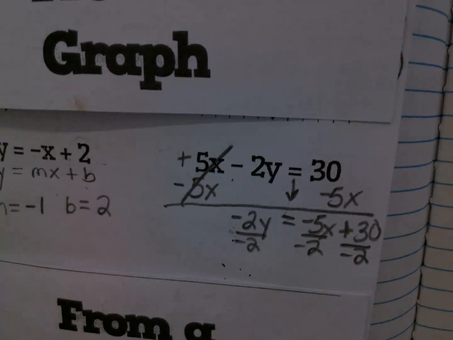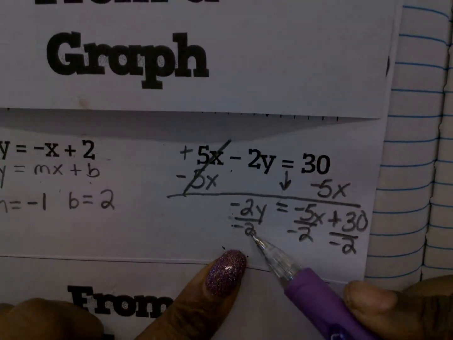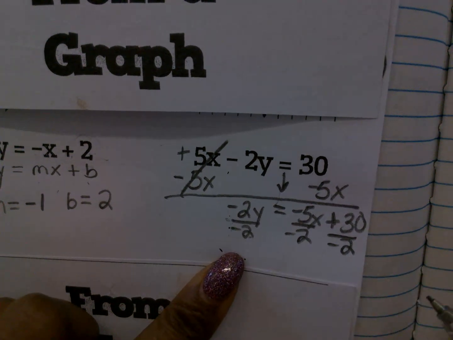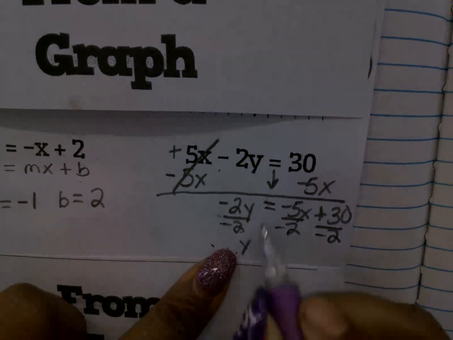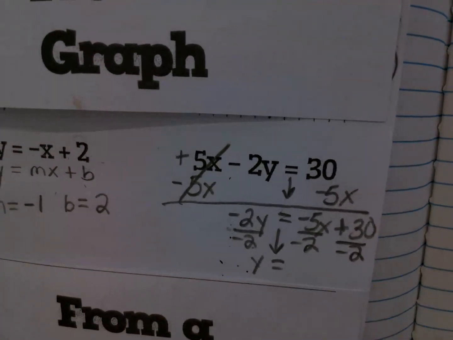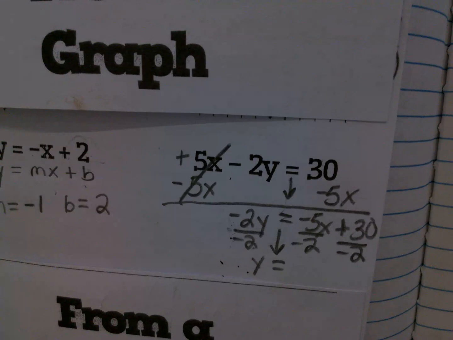With your calculator, negative 2 divided by negative 2, type that in. It's going to be a positive 1. Y, bring down the equal. So this is positive 1. I don't need to put a 1 in front of y. It's understood to be a 1 there when I don't see anything.